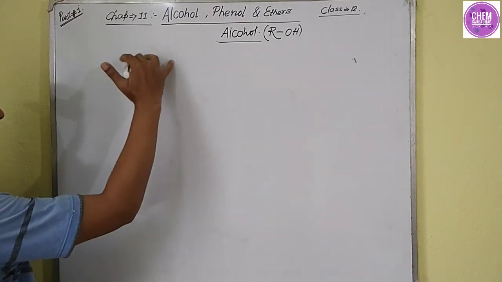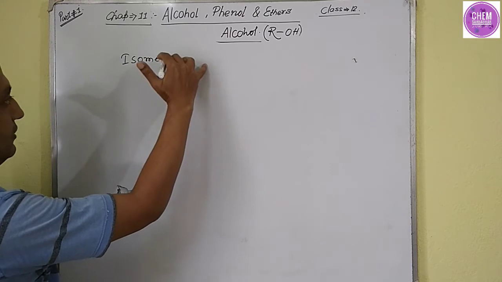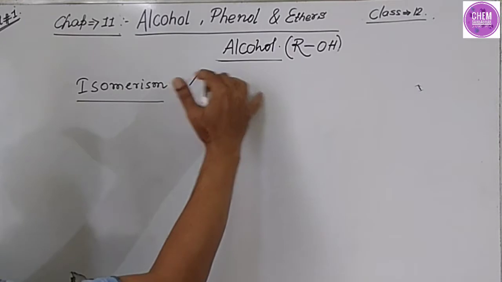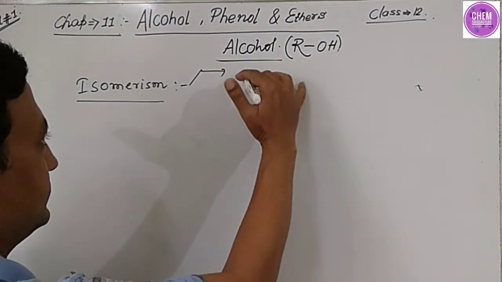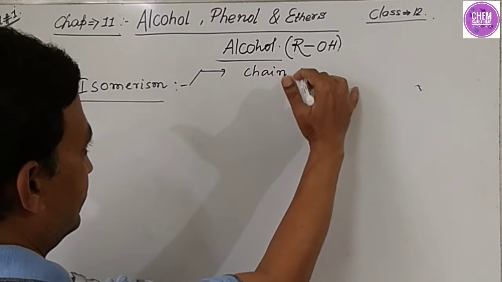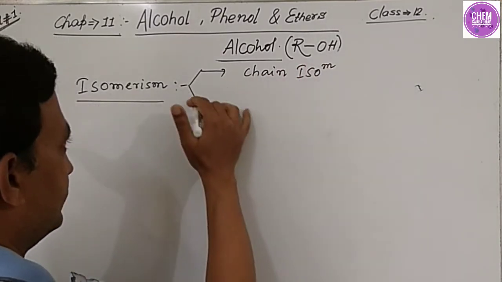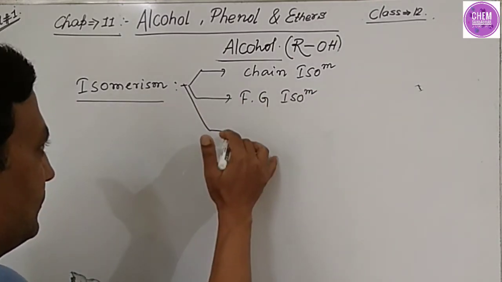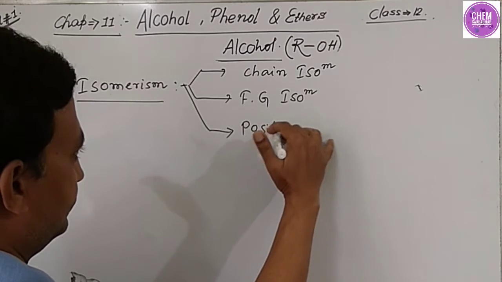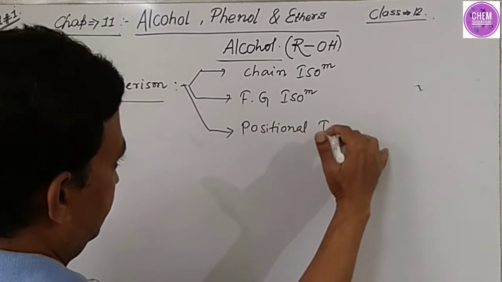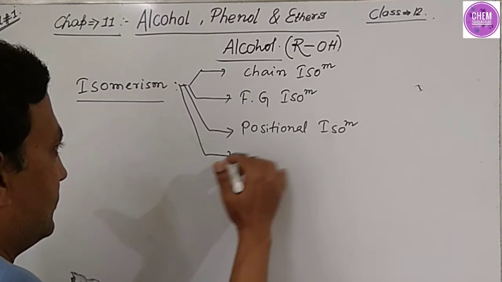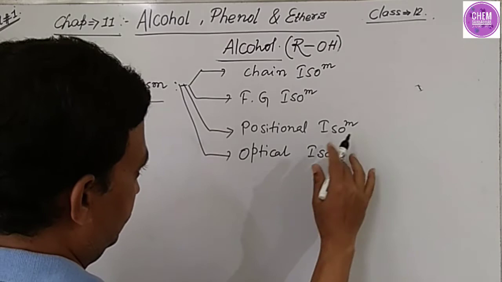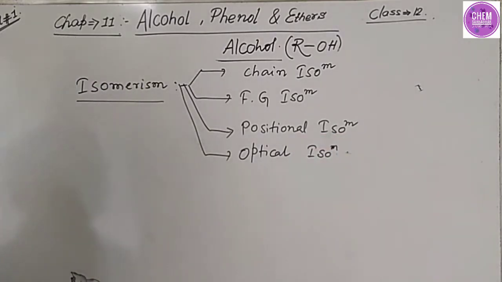Now coming to the section isomerism. Isomerism that is exhibited by alcohol. There are 4 types of isomerism, that is chain isomerism, functional group isomerism, positional isomerism, and the other one is optical isomerism. What is chain isomerism?